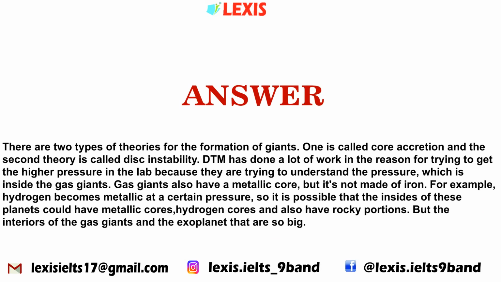There are two types of theories for the formation of giants. One is called core accretion and the second theory is called disk instability. DTM has done a lot of work on this. The reason for trying to get the higher pressure in the lab is that they are trying to understand the pressure inside the gas giants. Gas giants also have a metallic core, but it's not made of iron. For example, hydrogen becomes metallic at a certain pressure, so it is possible that the insides of these planets could have metallic cores, hydrogen cores, and also rocky portions, but the interiors of the gas giants and the exoplanets that are so big.